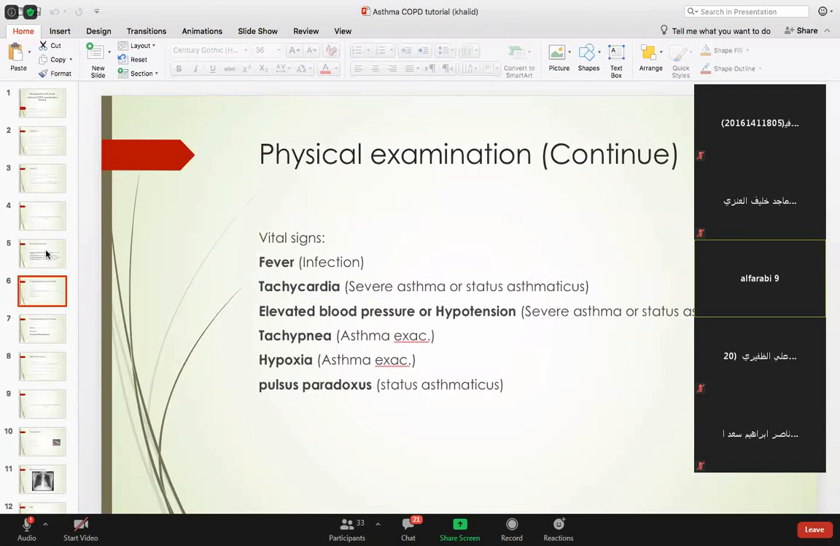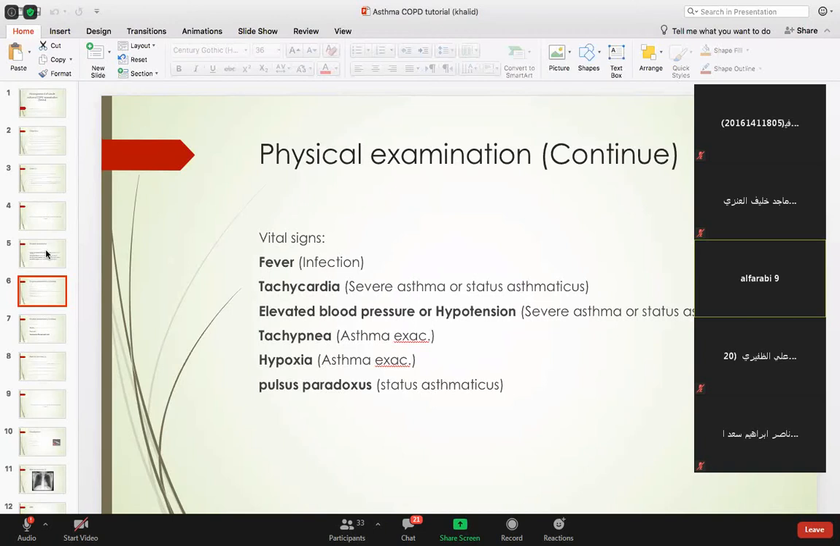And the vital signs, someone already mentioned the fever. So that may indicate an infection triggering the asthma. Tachycardia, because the body is trying to compensate, and this happens with severe asthma or status asthmaticus. Elevated blood pressure or hypotension. Elevated blood pressure from the stress the body is going through. Hypotension when he starts to have a lot of air trapped inside his chest. Tachypnea, like an increase in the respiratory rate from the exacerbation.